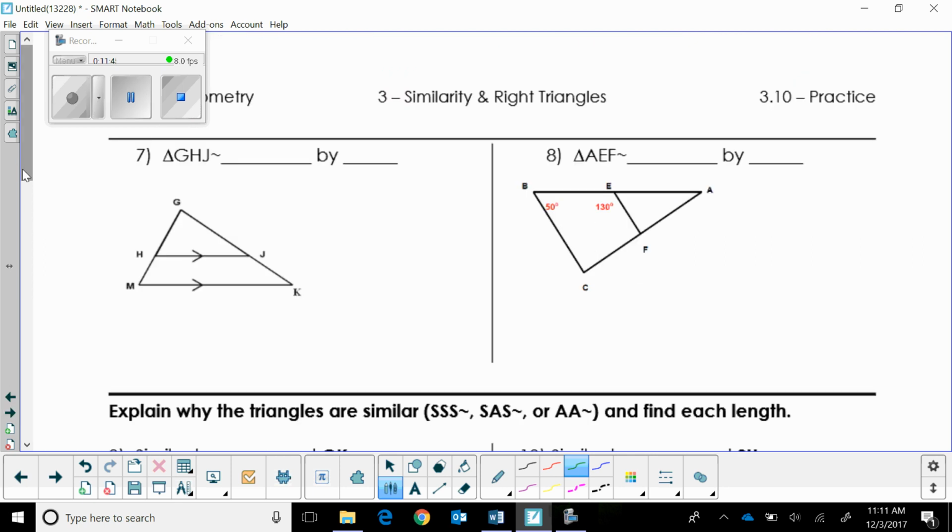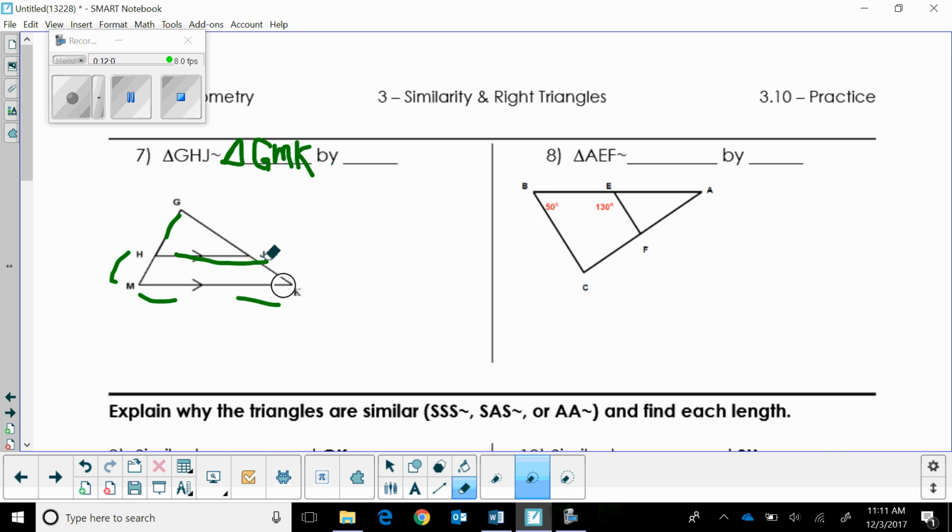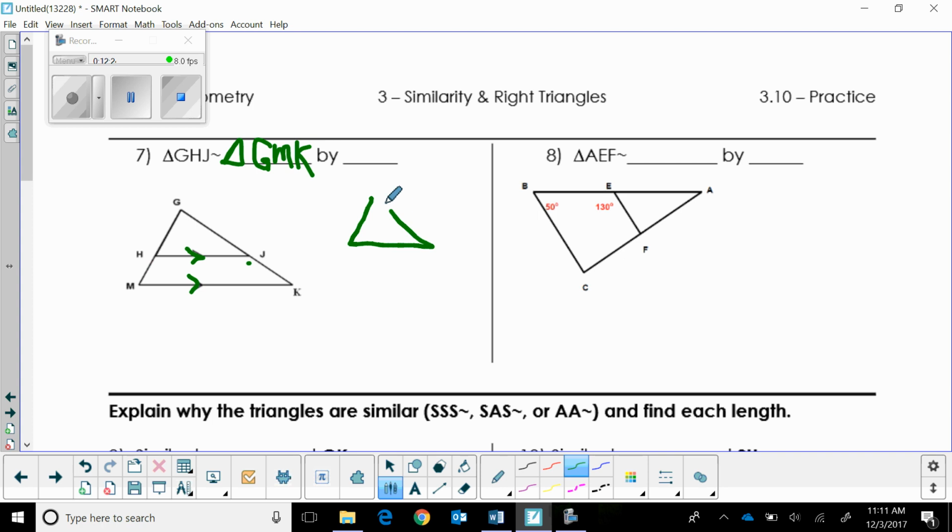Okay, let's flip over to the back like we're at the beach getting a tan. You got GHJ is going to be similar to, we hope, GMK. Sorry, my writing's not real great. I'm doing it with the mouse on my computer. Now, on this one, we are not given much information at all. We are given, though, that we have parallel sides. That's what those arrows mean. So if these arrows are here, that means this side HJ is parallel to MK. So I'm going to draw these separately for a second.